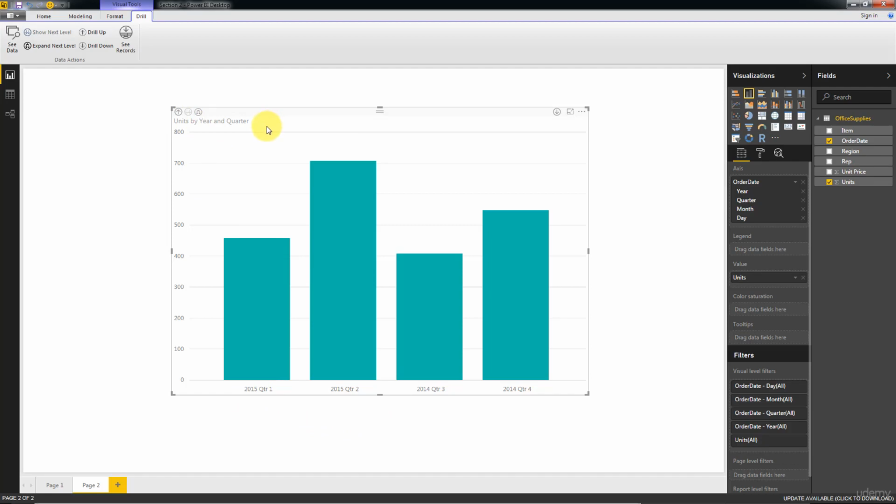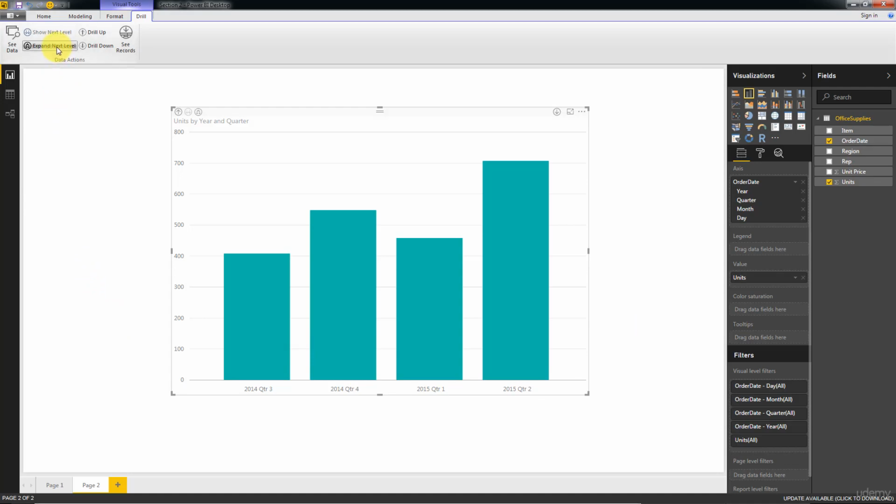We've got units by year and quarter. So here we're keeping the year as well as the quarter. So now if I click these three dots over here, I can just select sort by year quarter. If I select that, you can see 2014 quarter 3, 2014 quarter 4, 2015 quarter 1, 2015 quarter 2. So it's sorted in a chronological order.